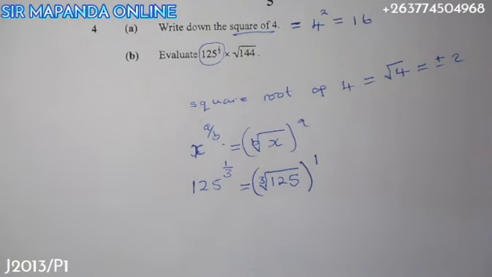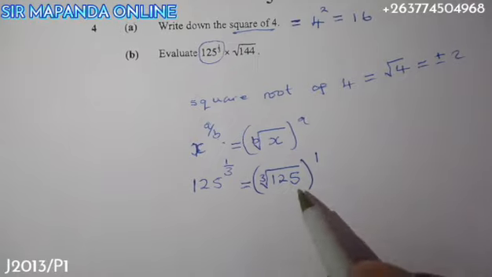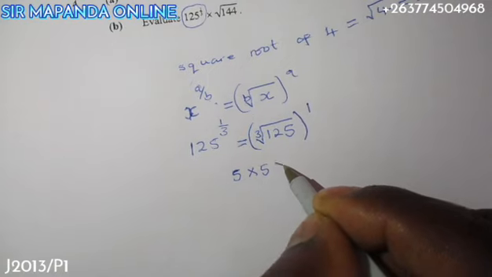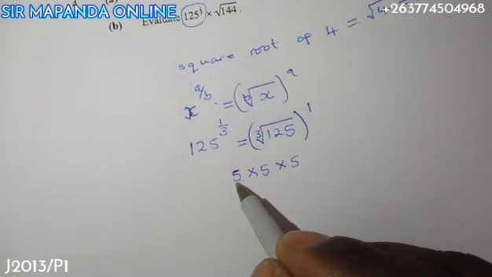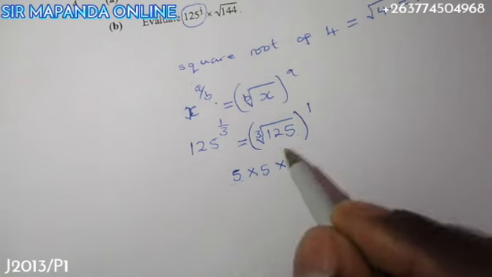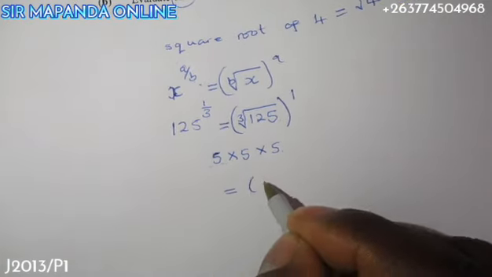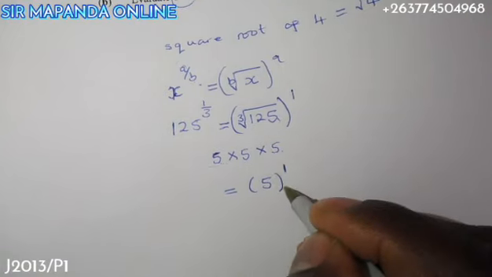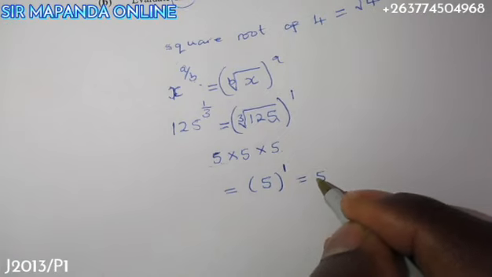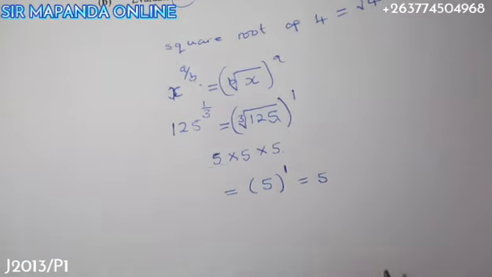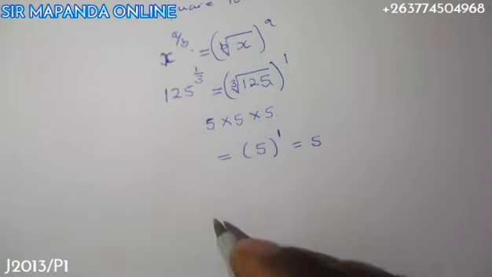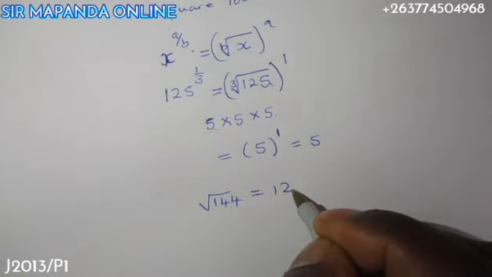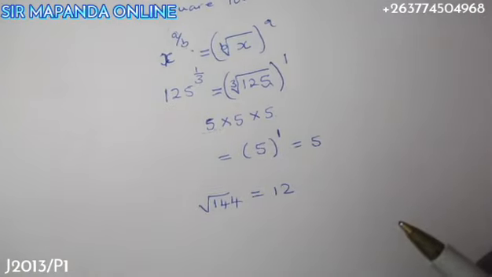Find a number which multiplies itself 3 times to get 125. Like if you take 5 times 5, you get 25. 25 times 5, you get 125. So the number which multiplies itself 3 times to get 125 is 5. So I'm going to put 5 to represent the cube root of 125, raised by power 1. 5 to the power of 1, you are left with 5. Right. Then square root of 144 is 12. Remember, 12 times 12, you get 144.